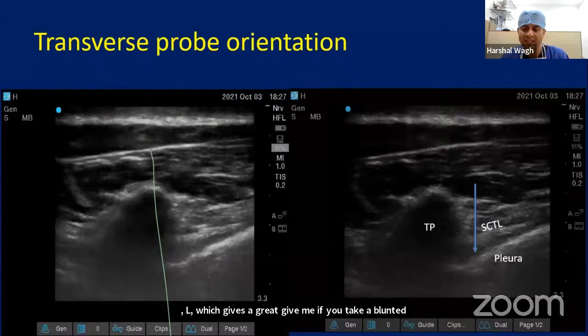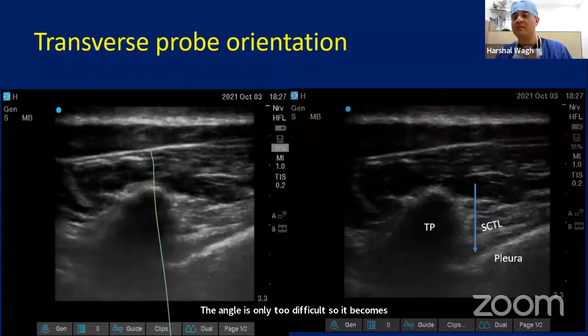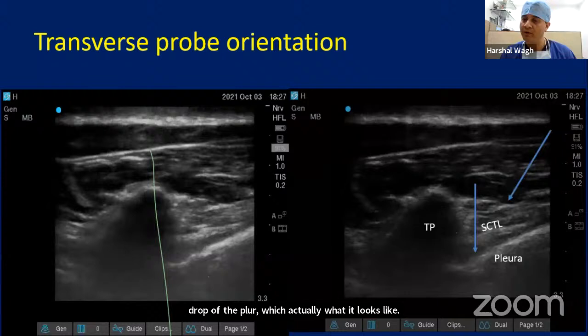Sometimes these block needles or spinal needles are very sharp. You can't really feel the giveaway, and especially in big patients, the angles are a little difficult, so it becomes a little difficult to see. The end point obviously is the drop of the pleura, which I'll show you what it looks like. If I come in plane, my needle trajectory is going to be like that, and I pierce the superior costotransverse ligament and drop the pleura.